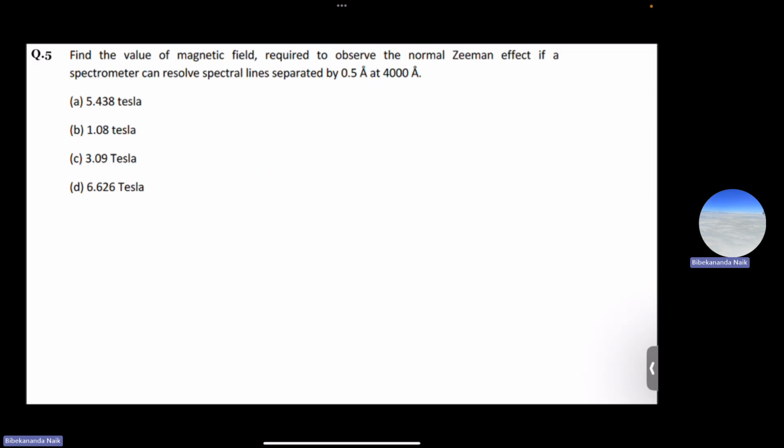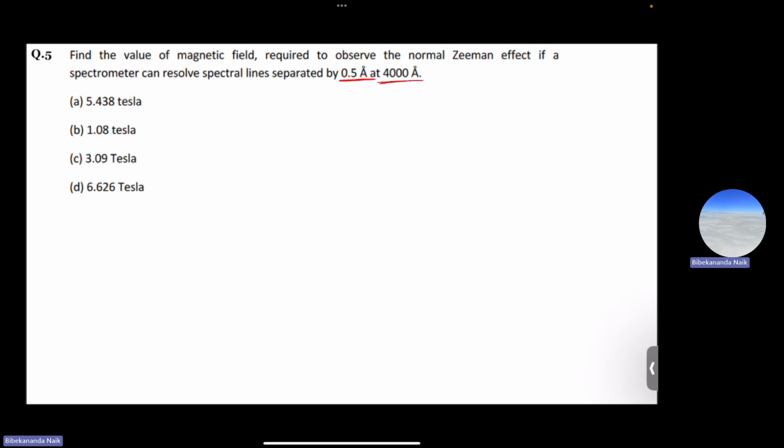I hope this is clear to everyone. Now let's move to question number 5. Question number 5 says, find the value of magnetic field required to observe the normal Zeeman effect if a spectrometer can resolve the spectral line separated by 0.5 Angstrom at 4000 Angstrom.